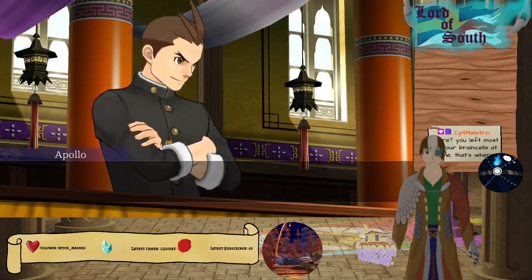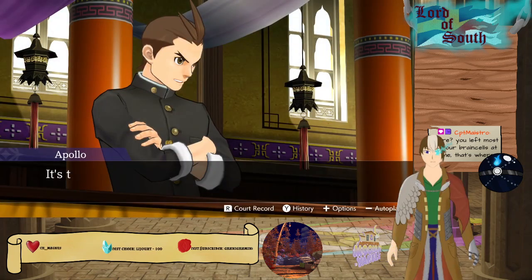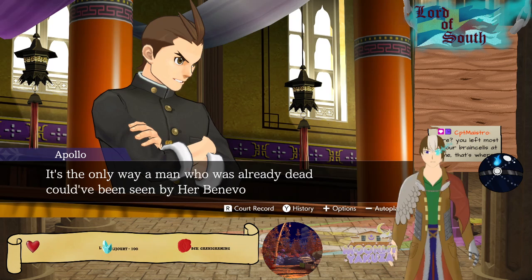Someone channeling him. It was a deceased being channeled. It's the only way a man who was already dead could have been seen by Her Benevolence.